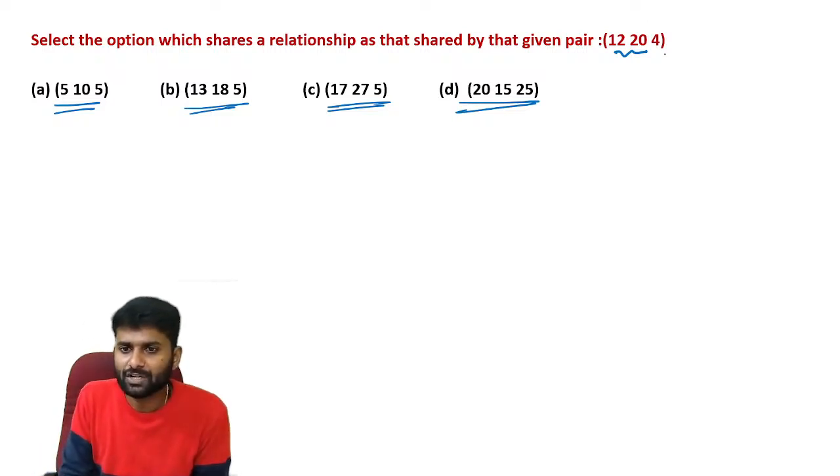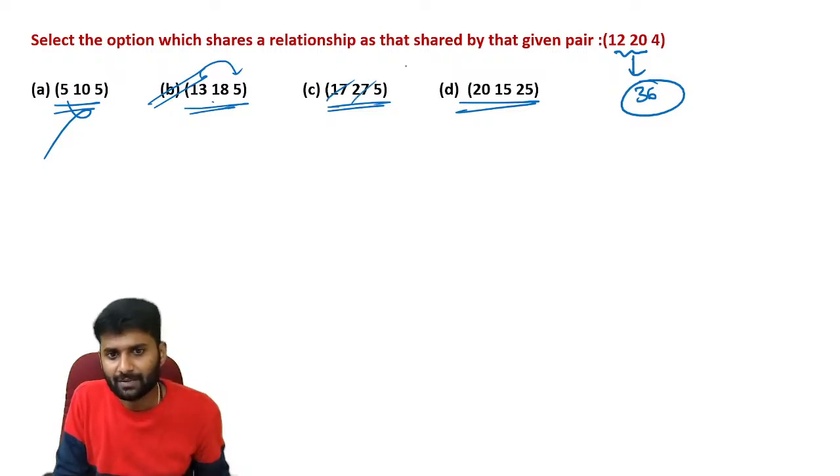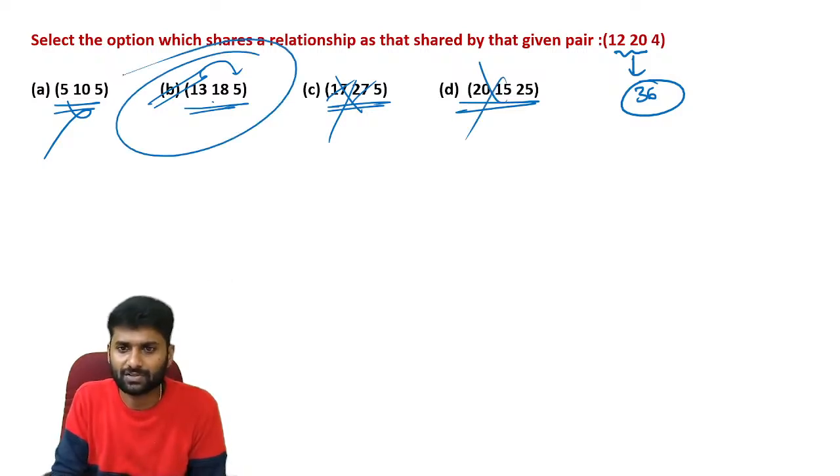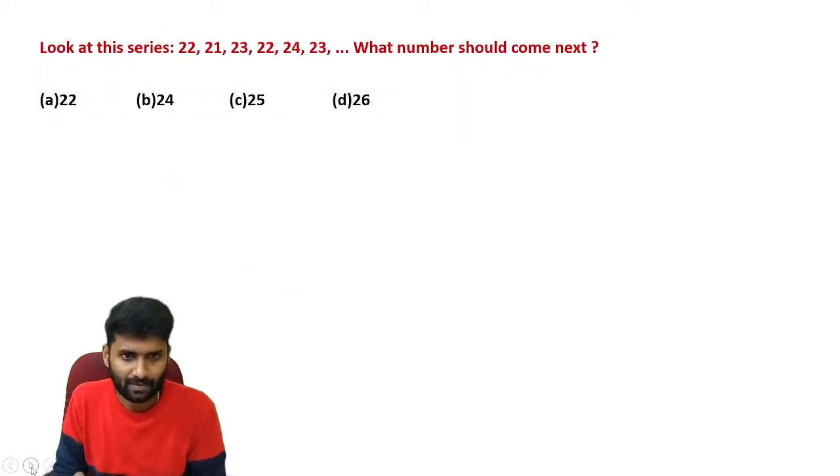Now see here, 12, 24. You can see that the sum of the numbers is always equal to 36. So that is not here. Here the sum value: 13 plus 5 is equal to 18, 18 plus 8 is 36. But verify the remaining also. So 17 plus 27 is more than 36. So this is also more than 36. So it represents the same relation here. So B is the suitable answer.